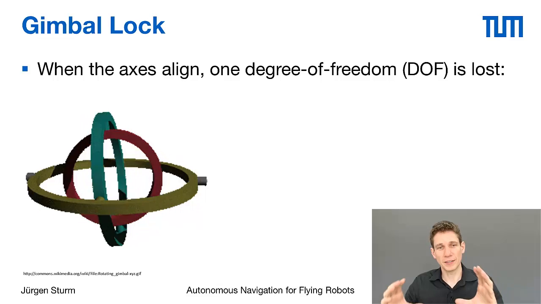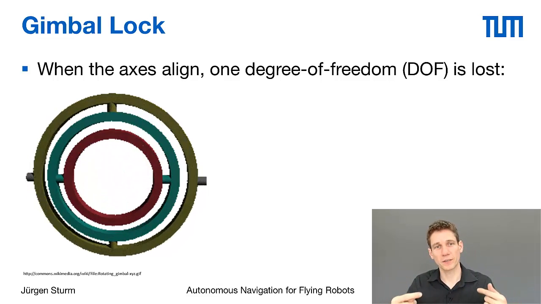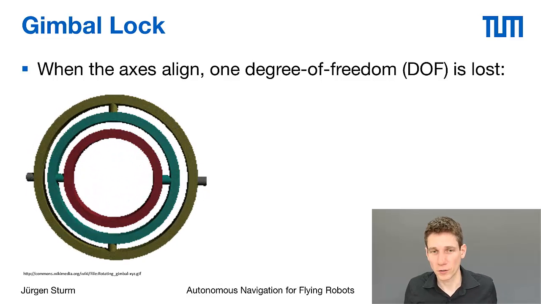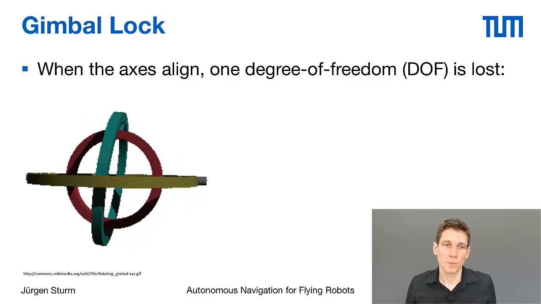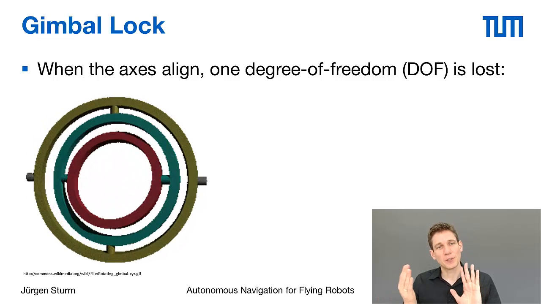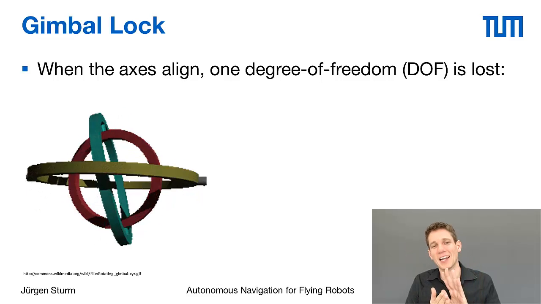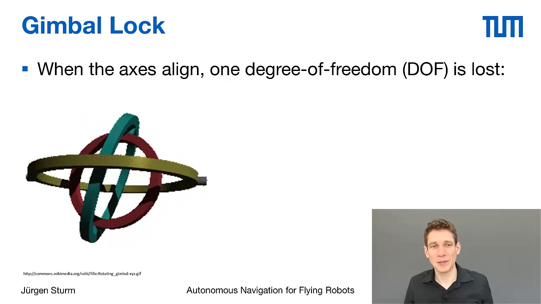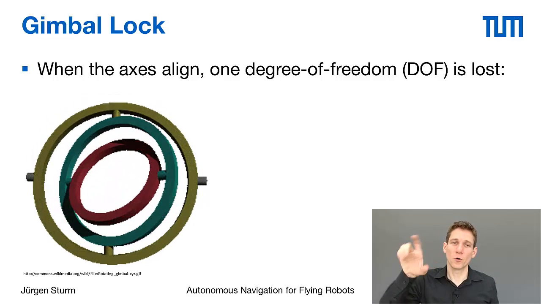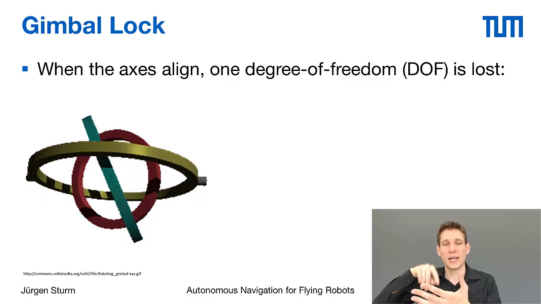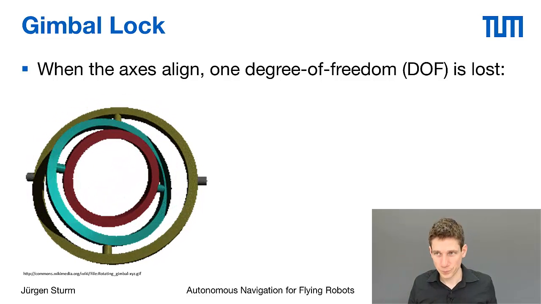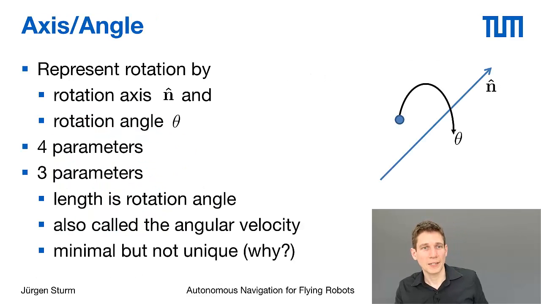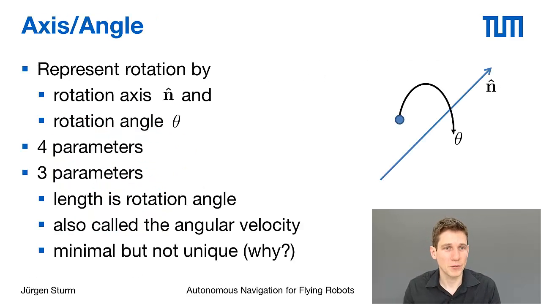For example, each of these 3 rings here describes 1 rotation, according to the roll, pitch, yaw formulation. But it can happen that all of these axes align, so that all 3 disks are lying in the same plane, and then in this plane you can't rotate anymore around the central axis, around the yaw angle. This can be very bad, and it can't be solved with Euler angles.